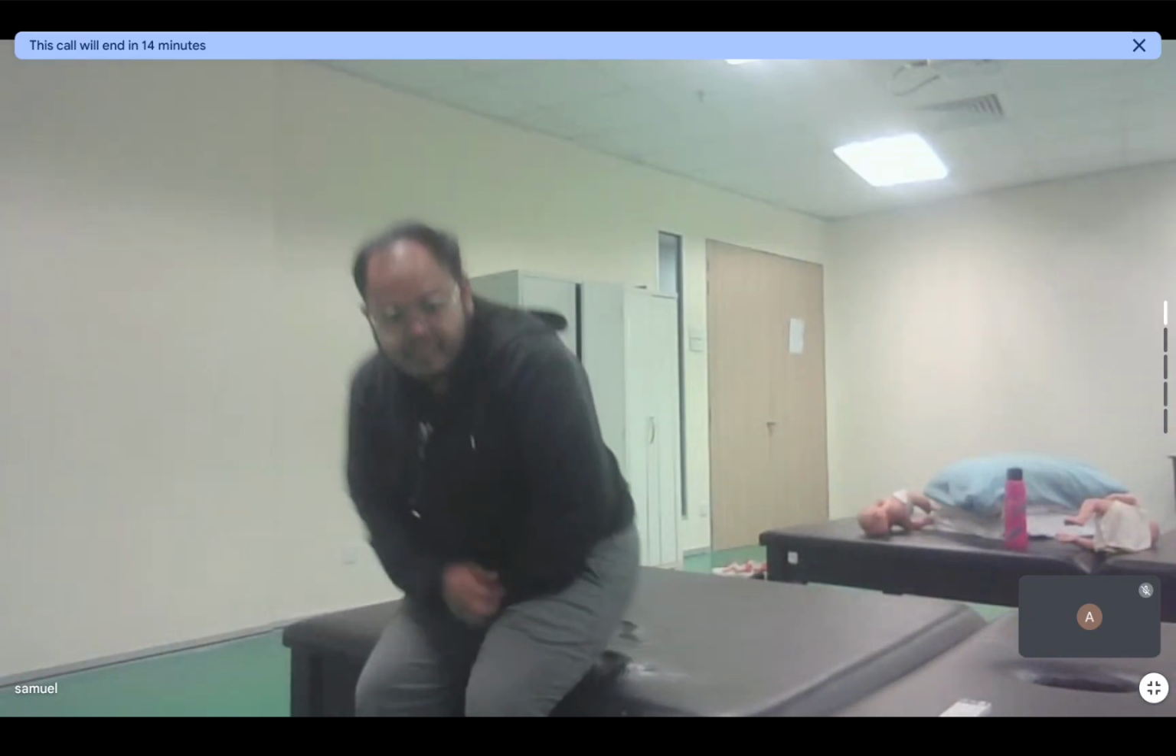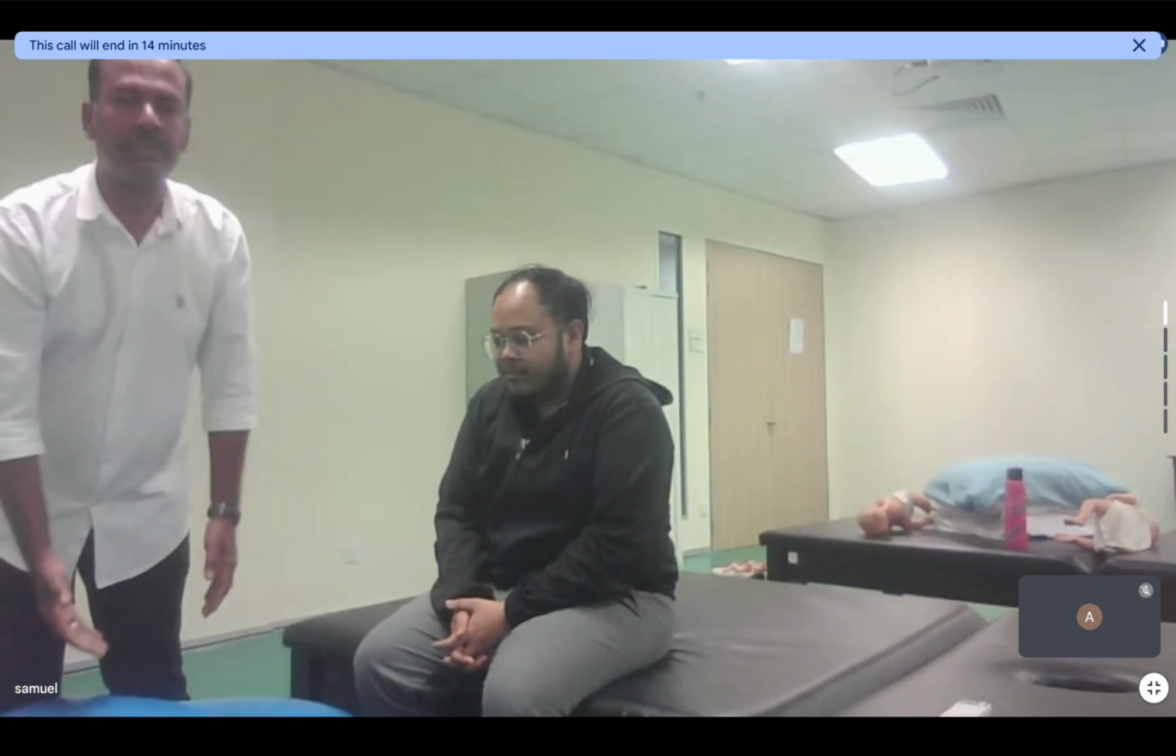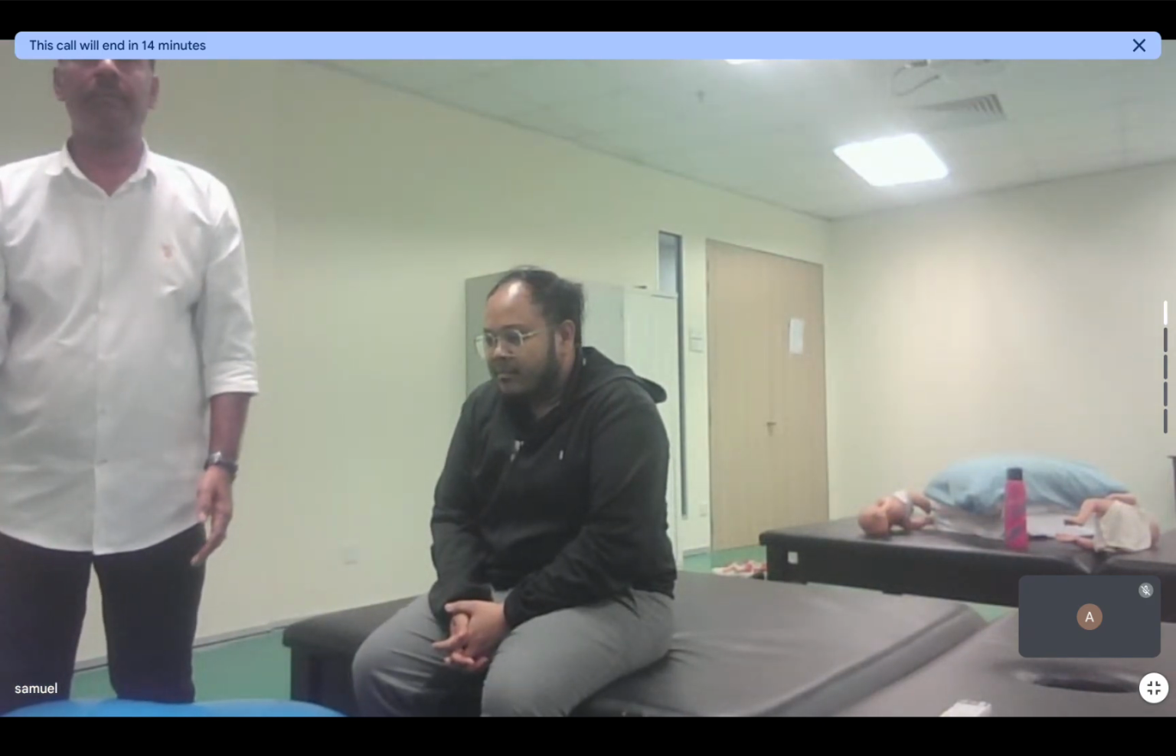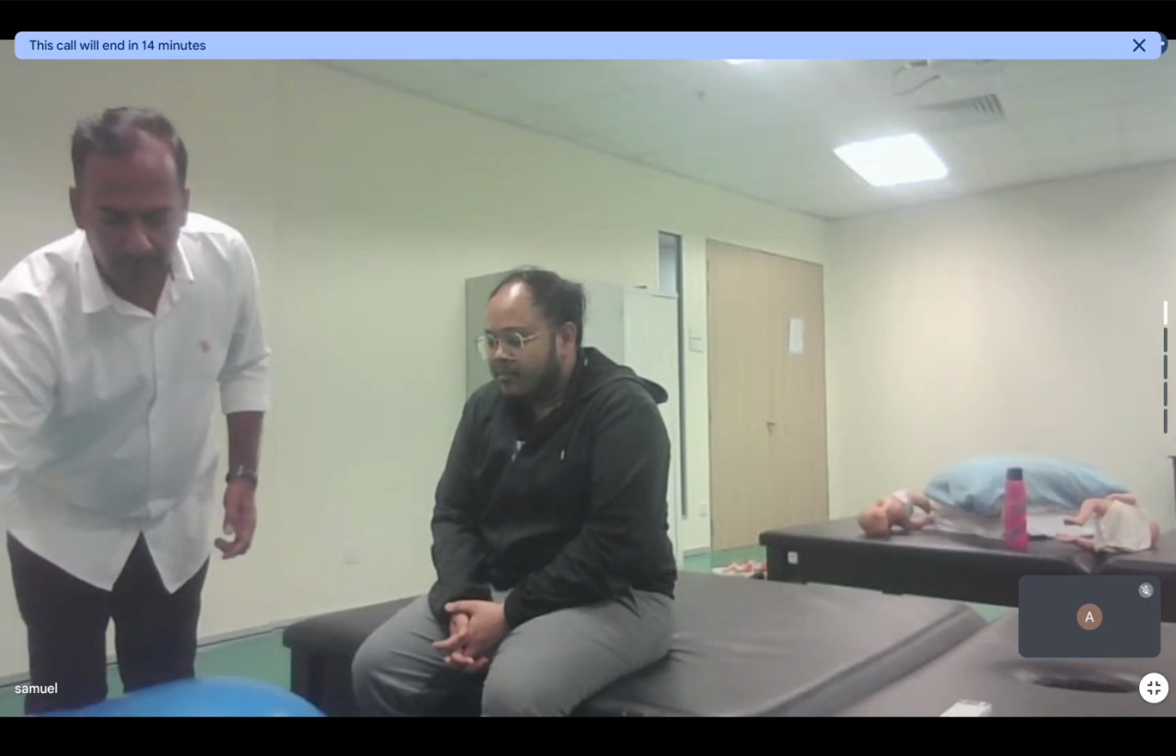So we don't make him sit on a ball. He will not come the next day. He's going to fall because it's very difficult for him to maintain his balance. So initially, any balance activity should be given in a low gravity position on a stable surface.